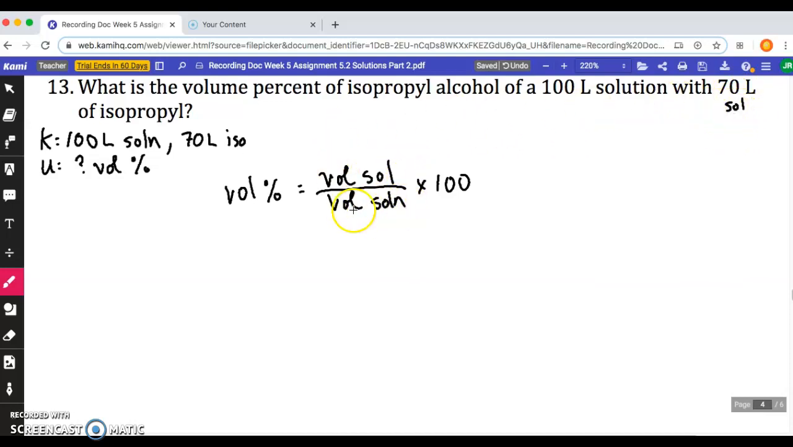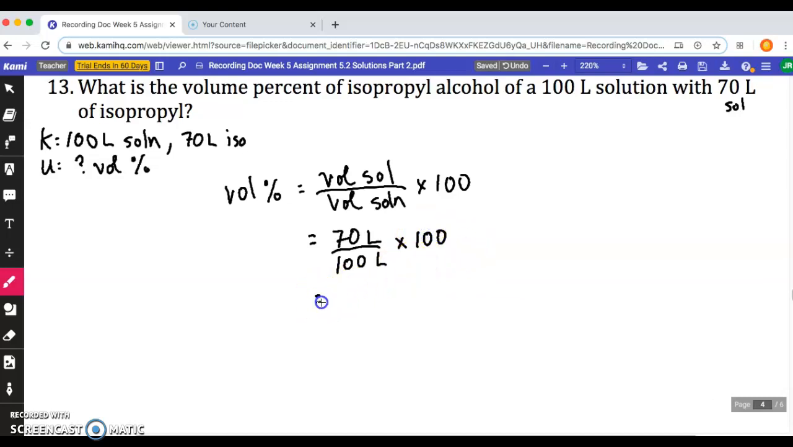And do we have the solution? Yes, we do. And we wrote it out over here, 100 liters of the solution. So you just plug and chug. The volume of the solute is 70 liters divided by, what is the volume of the solution? 100. 100 liters of the solution times 100.